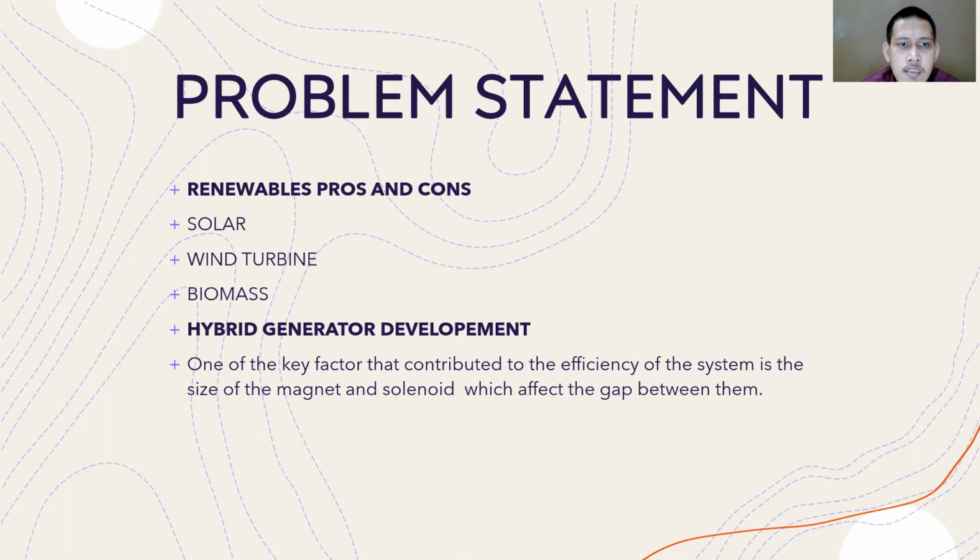And we came up with the idea for the hybrid generator development. One of the key factors that contribute to the efficiency of the system is the size of the magnet, which means the size of the magnet and solenoid in this electromagnetic system will affect the force generated by the system. Also, a difference in size will affect the gap between them, which means the air gap will be different once the size of the magnet and solenoid change.